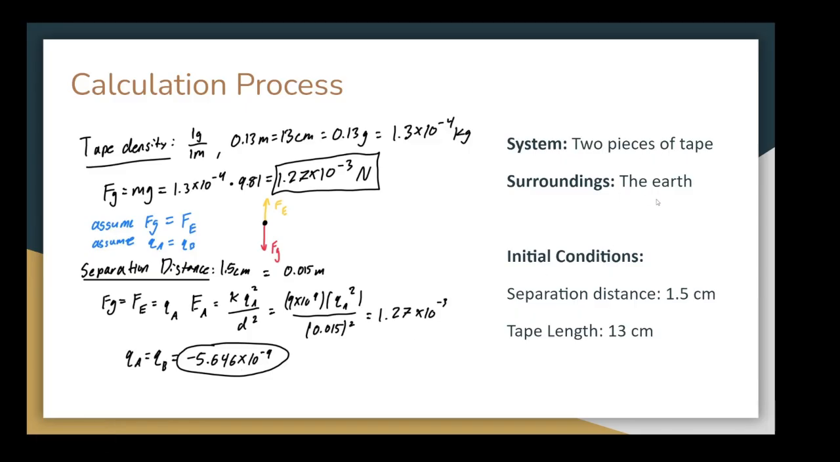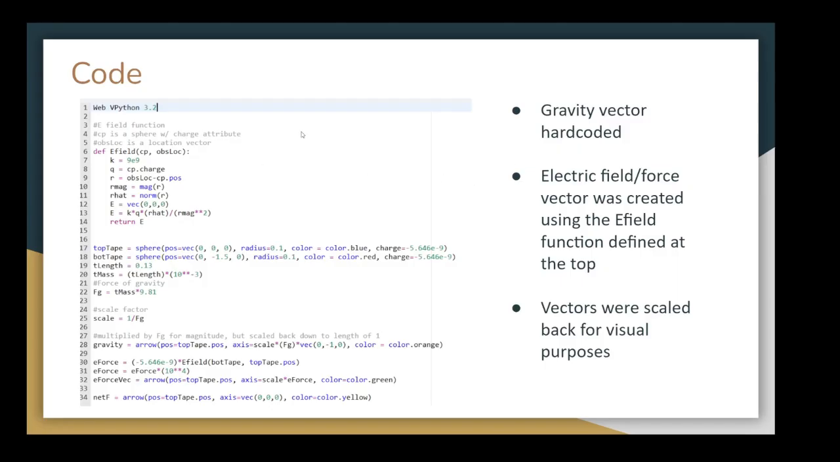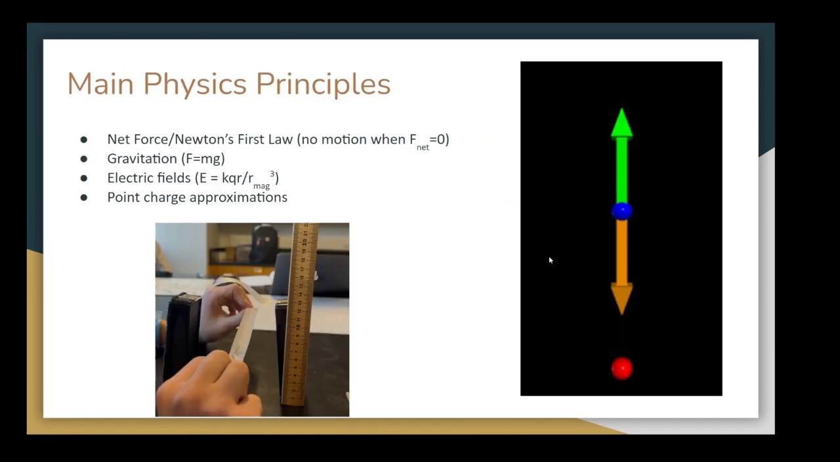System: two pieces of tape. Surroundings: the Earth. Total conditions: separation is 1.5 centimeters, and tape length of 13 centimeters. Code. So I basically just hard coded the gravity vector, and the electric field and electric force vector were created by using this electric field function in lab 0. And then the vectors were scaled back for visual purposes. The simulation looked like this, with electric field or force right here, 2 point charges, and the gravitational force.